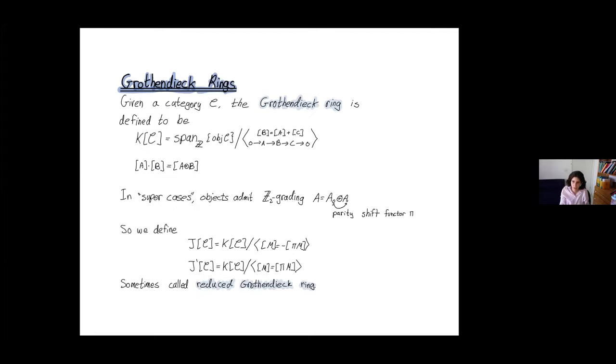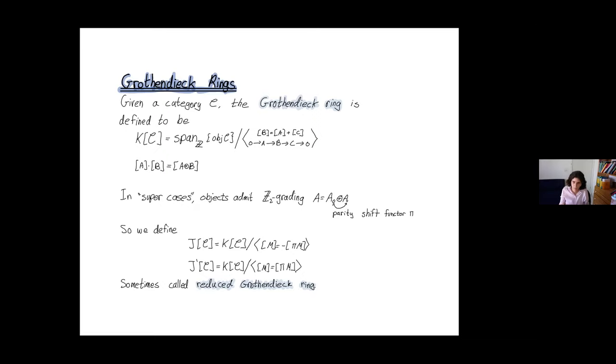And often, it's not always interesting to shift the parity. It's always the same object. So it makes sense to take a quotient of the ring. Either we say that a module is equal to its parity shift, or we say that it's equal to its negative parity shift in the ring. So these are sometimes called reduced Grothendieck rings. And these are the rings I want to discuss today.